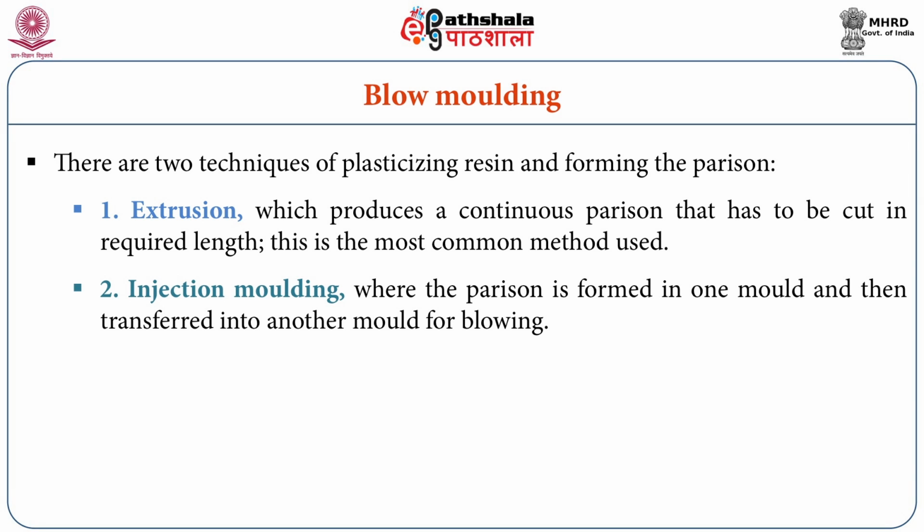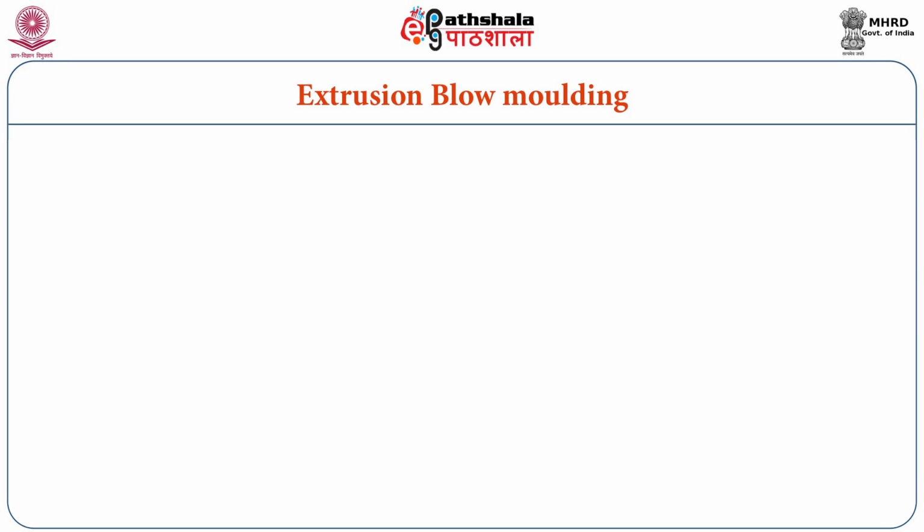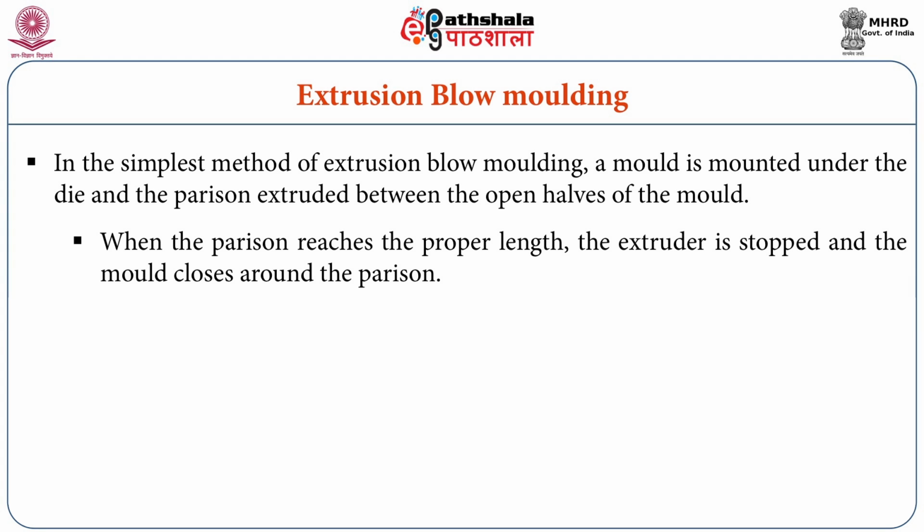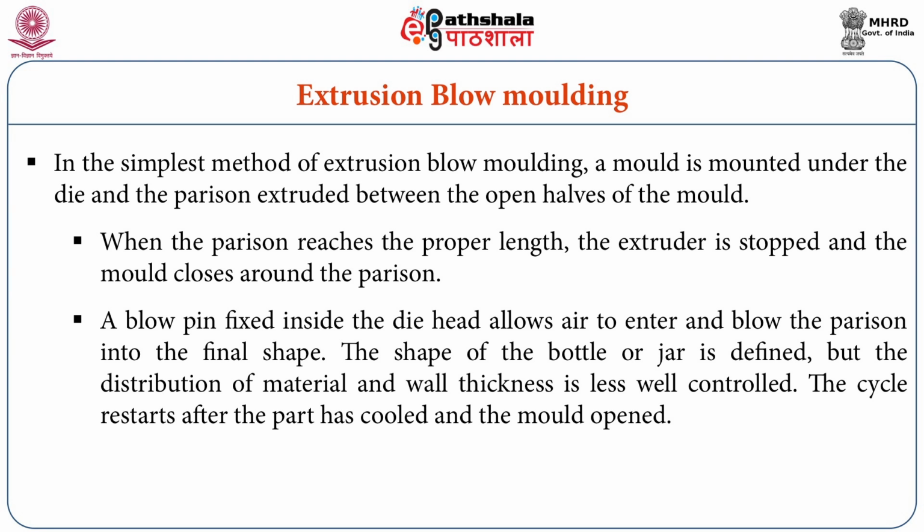Another one is injection molding, where the parison is formed in one mold and then transferred into another mold for blowing. Extrusion blow molding. In the simplest method of extrusion blow molding, a mold is mounted under the die and the parison extruded between the open halves of the mold. When the parison reaches the proper length, the extruder is stopped and the mold closes around the parison. A blow pin fixed inside the die head allows air to enter and blow the parison into final shape.